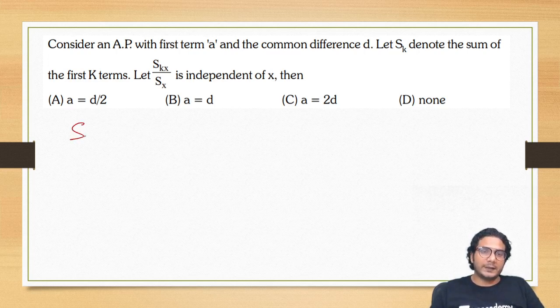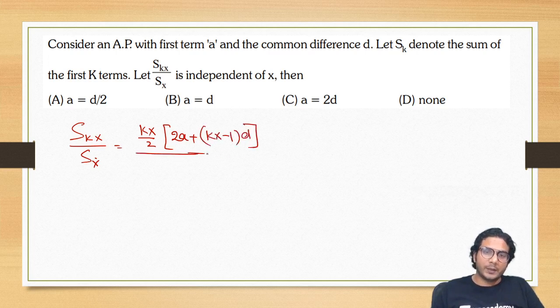So let me write the expression at least, because that is something which you can write easily. It is S(kx) upon S(x), and S(kx) is nothing but kx by 2 times twice the first term plus (kx minus 1), number of terms minus 1, into d. Now in the denominator it is x by 2, so this x will get cancelled. This x is not a problem, but the problem is the x written inside these brackets, (x minus 1) into d. What shall we take?